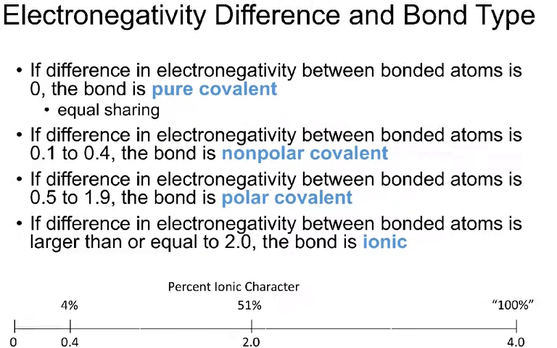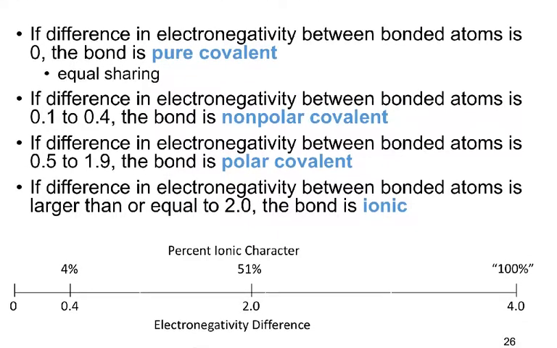Here is your electronegativity difference scale. So if the difference between bonded atoms is 0, it's pure covalent, so there's equal sharing. So that's things like oxygen to oxygen, they're equal to each other, so that's a pure covalent bond. If the difference is between 0.1 and 0.4, it's nonpolar covalent. If it's 0.5 to 1.9, it's polar covalent. And if the difference in electronegativity is larger than or equal to 2, then the bond is defined as ionic. So if you start getting metal to nonmetal, you're going to end up with an electronegativity difference that gets you an ionic bond.